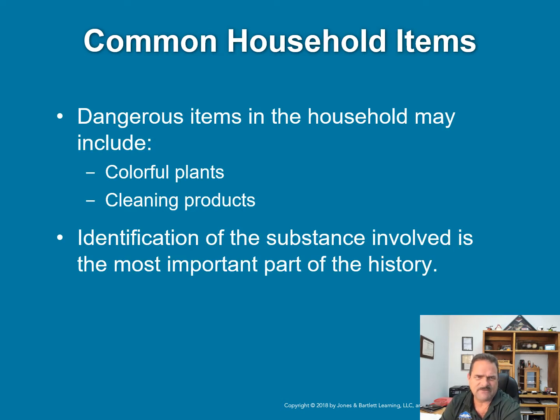Common household items, dangerous items in the household, may include colorful plants, cleaning products, all kinds of interesting stuff. Identification of the substances involved is the most important part: the history of how they got into it, where this plant is, and what type of plant it is. For instance, the angel trumpet has atropine and belladonna. It has killed children many, many times over because it's pretty. It's a beautiful flower, but it can be very, very deadly.